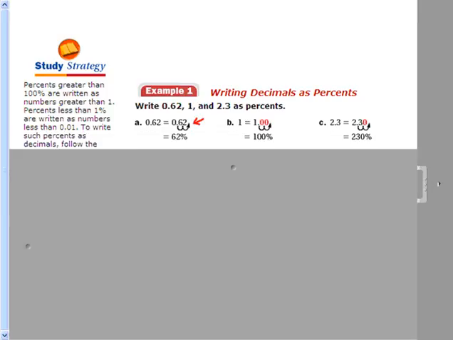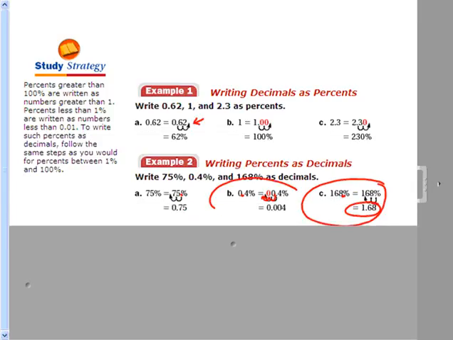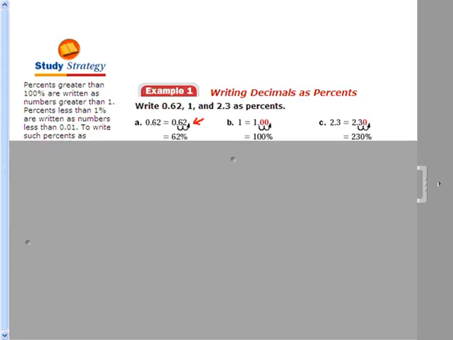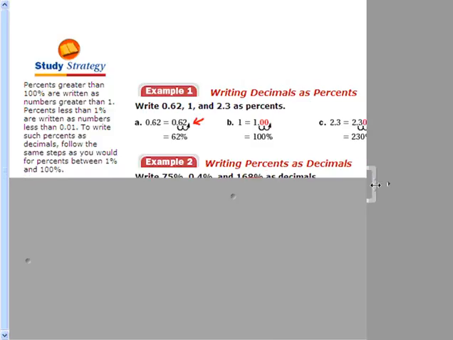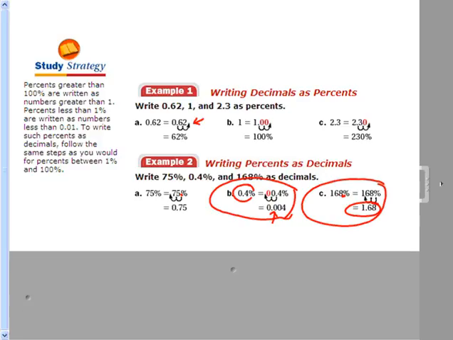Going back to my study strategy, percents less than 1% are written as numbers less than 100th. We know 1% is equivalent to 100th. Here's an example here of a decimal that's less than 1%, 0.4%. So you'll notice the decimal ends up as less than 100th. And then finally, at the end of our study strategy, it says to write such percents as decimals, follow the same steps as you would for percents between 1% and 100%. So the steps aren't different. It just looks strange because we're not used to seeing percents that are less than 1% and greater than 100%.